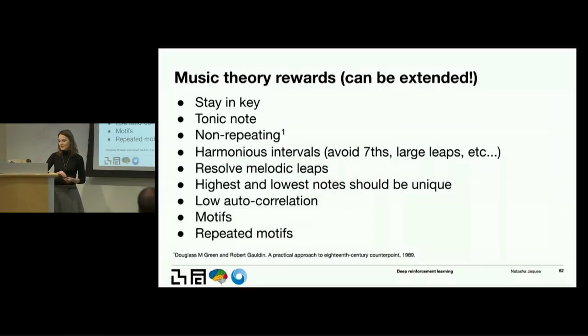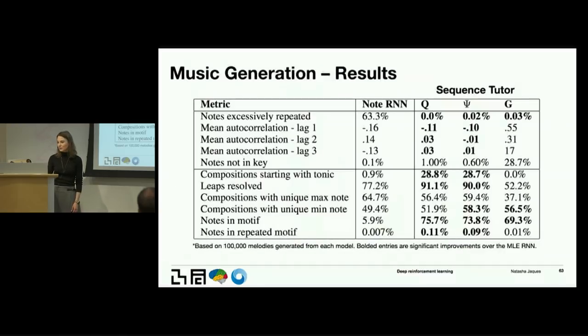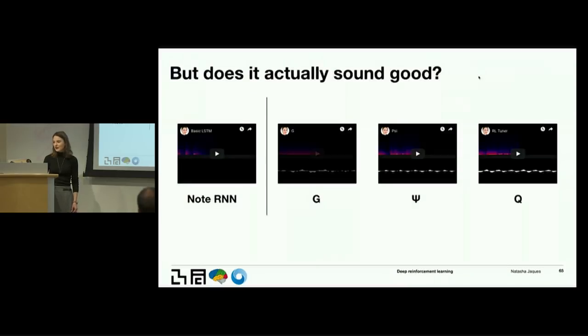Using that book, I also came up with a bunch of other rewards about what makes nice melodies, including using more harmonious intervals. If you take a leap in the composition upwards, you should eventually resolve it downwards, et cetera. So we optimized the model trained on data with these rewards. We see that the Sequence Tutor models, again, improve on these rewards, which is kind of unsurprising if the reinforcement learning is doing anything. But the real question is, does it actually sound better?